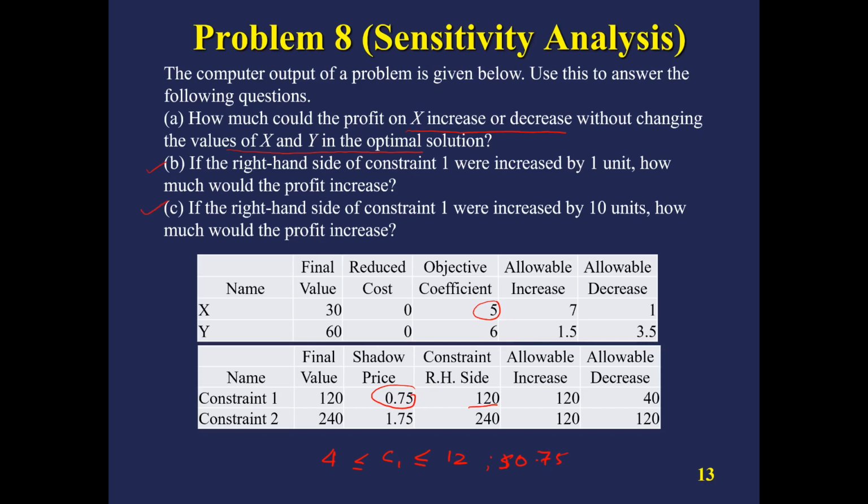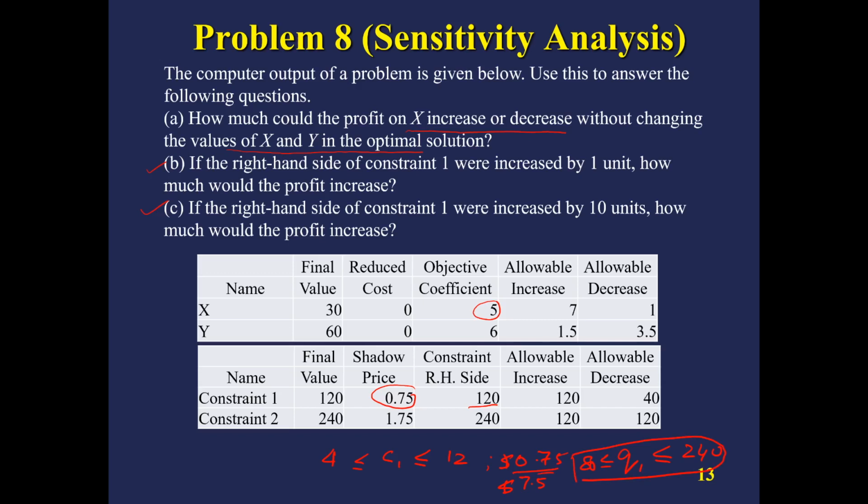Part C. If the right hand side of constraint 1 were increased by 10 units, how much would the profit increase? So just multiply by 10, we have $7.5. The question may be asked, can we increase the right hand side by 10 units and still have this shadow price valid? Yes, the answer is yes, because Q1 has a range from 120 plus 120, which is 240, and 120 minus 40, which is 80. So within this range the shadow price of 0.75 is valid.